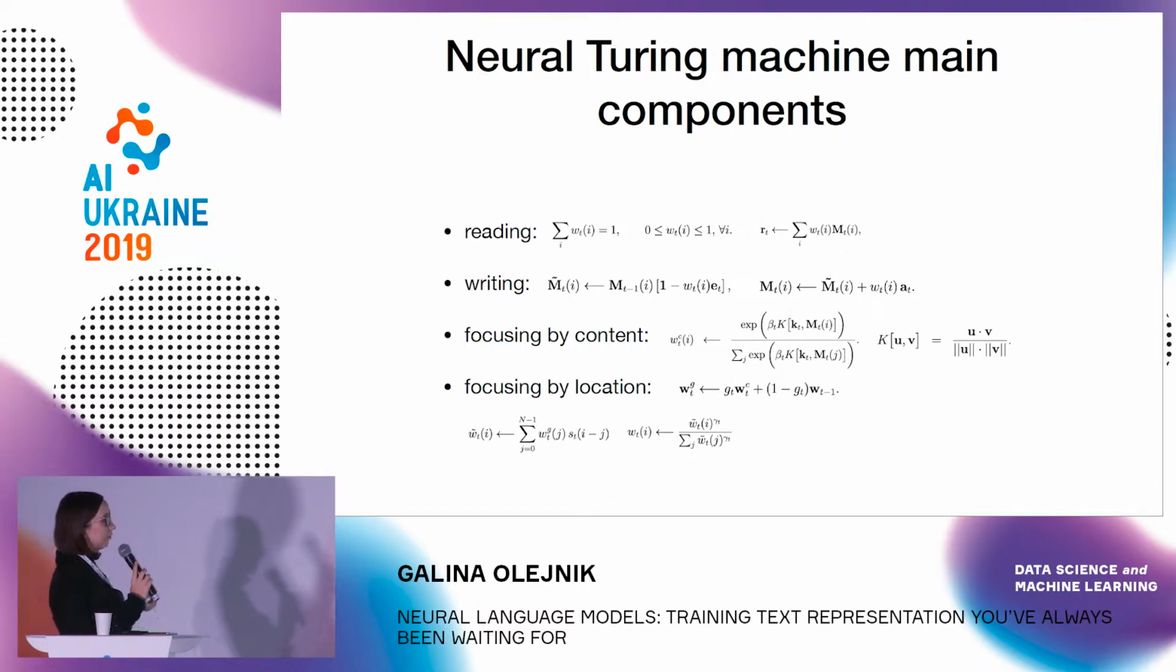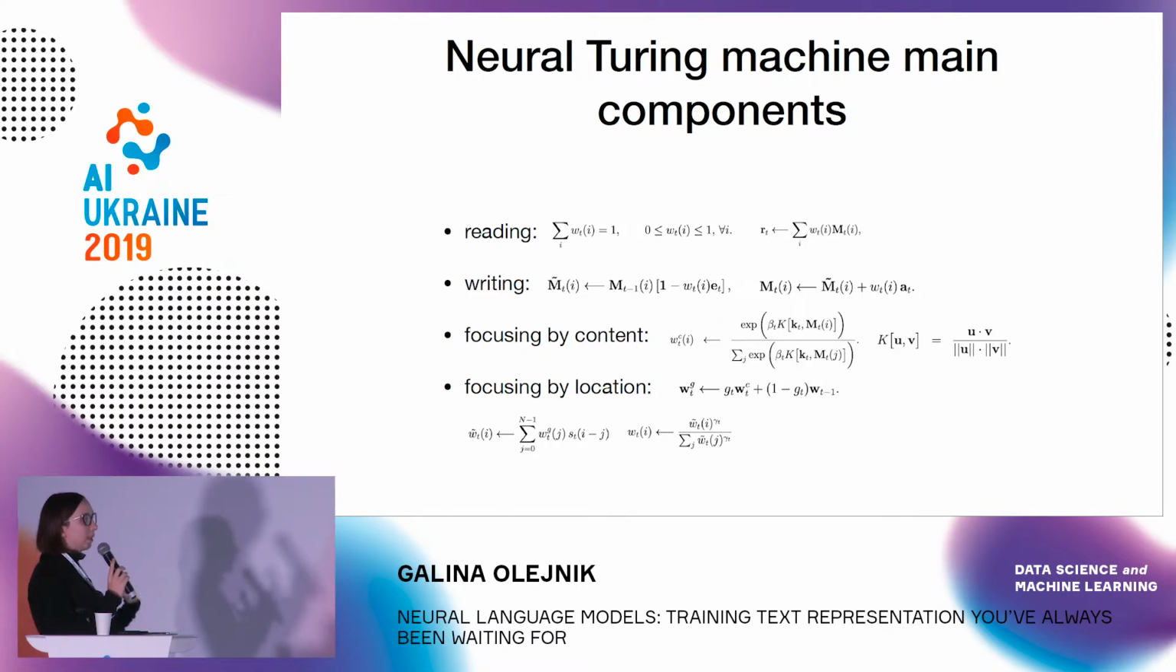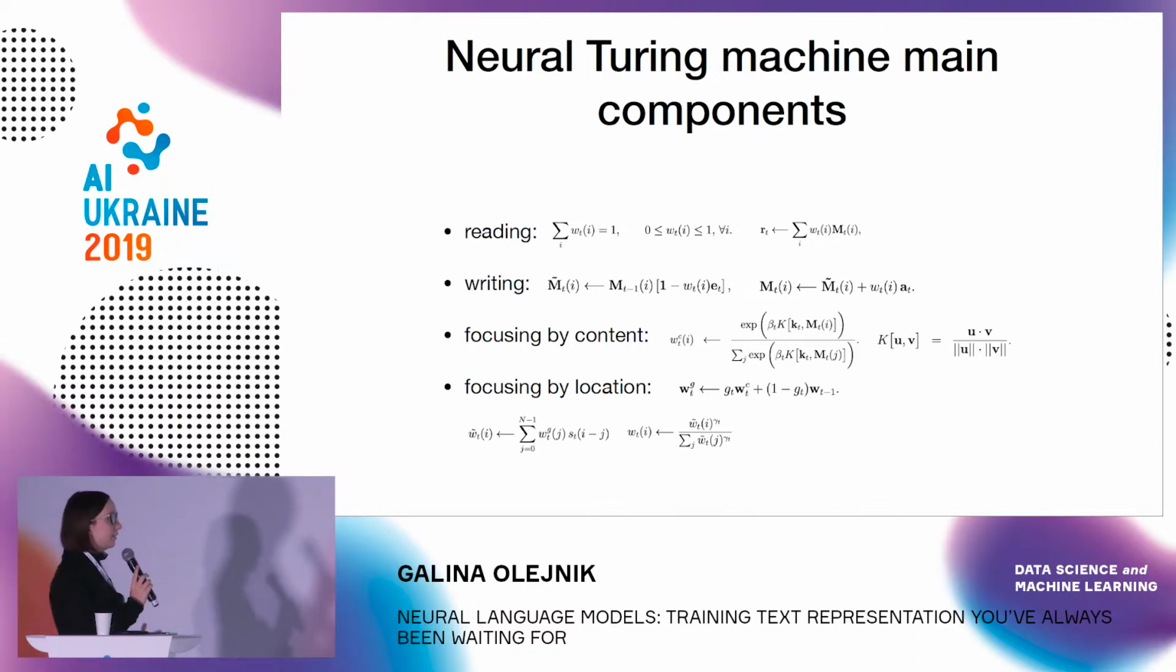So this is for reading. For writing, we also compute our erase vector. It is vector E with index T. So this is to write something into our memory matrix. We need to erase from it before we write into it.